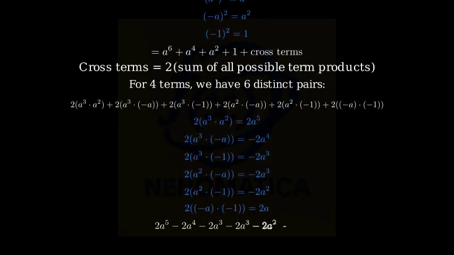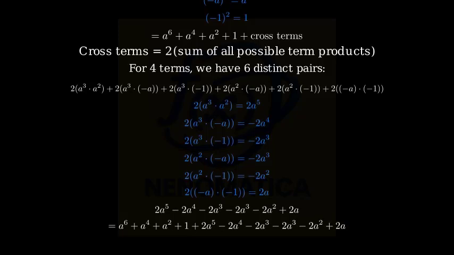So all of our cross terms are 2a to the 5th minus 2a to the 4th minus 2a cubed minus 2a cubed minus 2a squared plus 2a. Now we can combine our squared terms with our cross terms to get the complete expansion. We have a to the 6th plus a to the 4th plus a squared plus 1, plus 2a to the 5th minus 2a to the 4th minus 2a cubed minus 2a cubed minus 2a squared plus 2a.